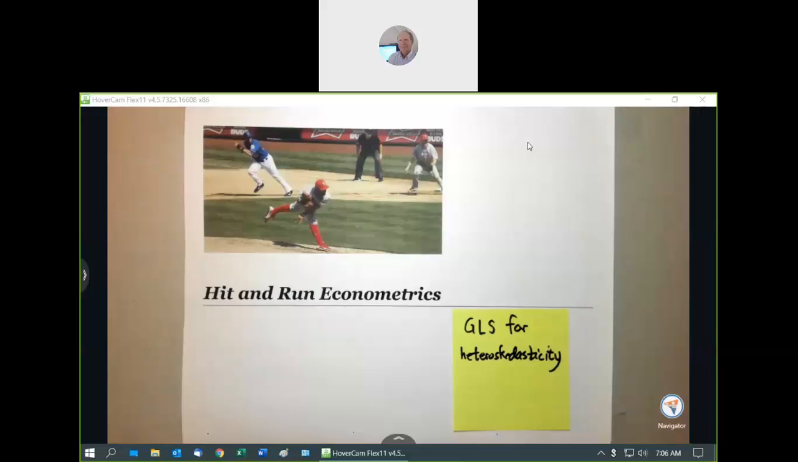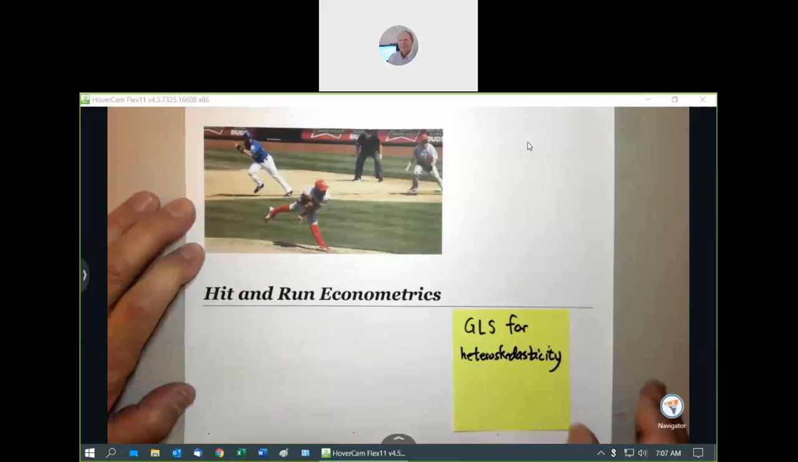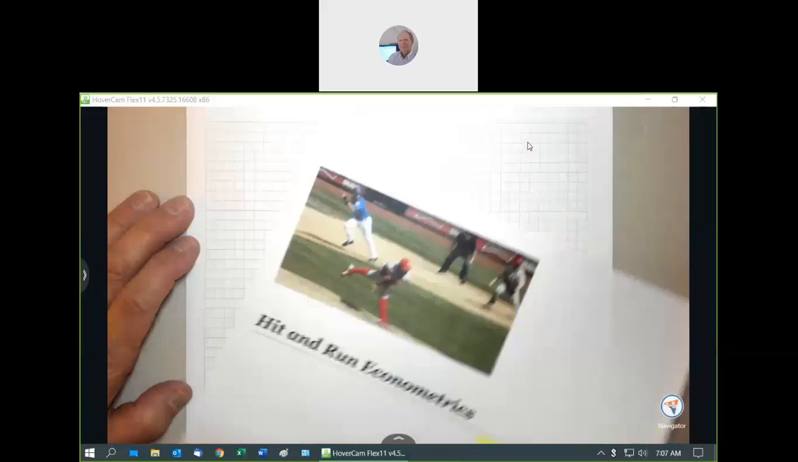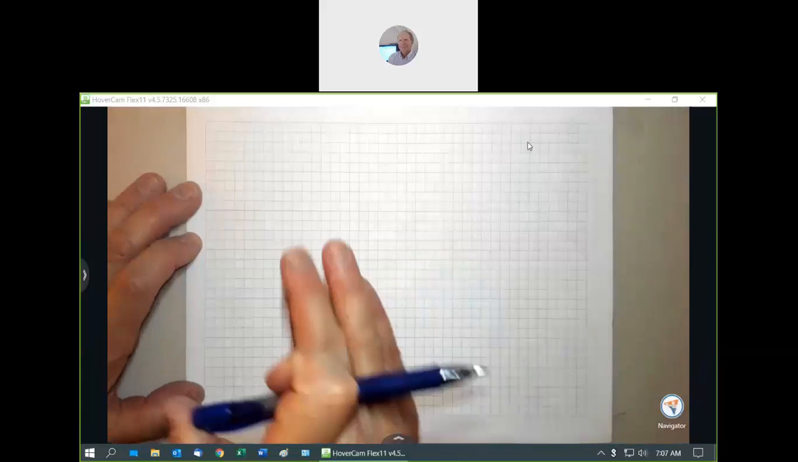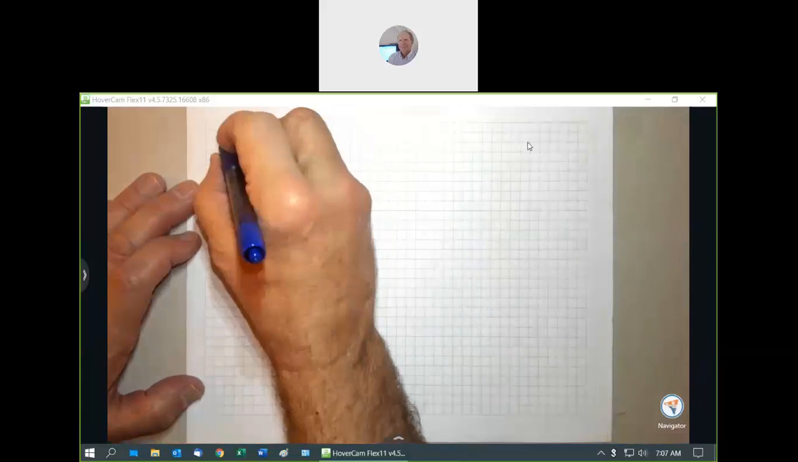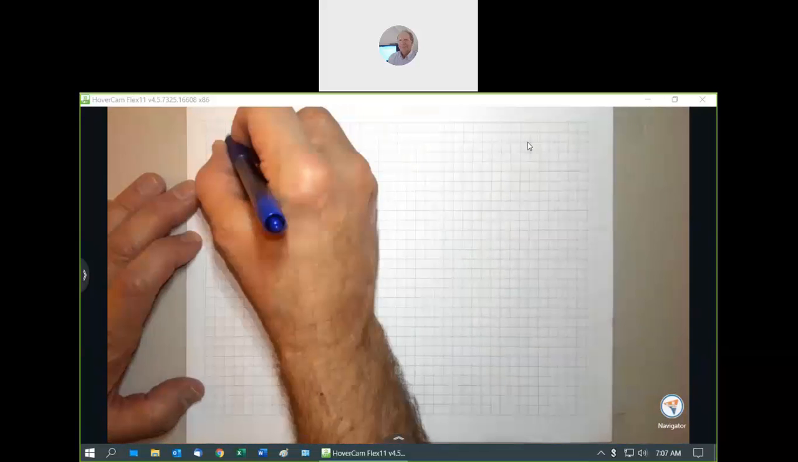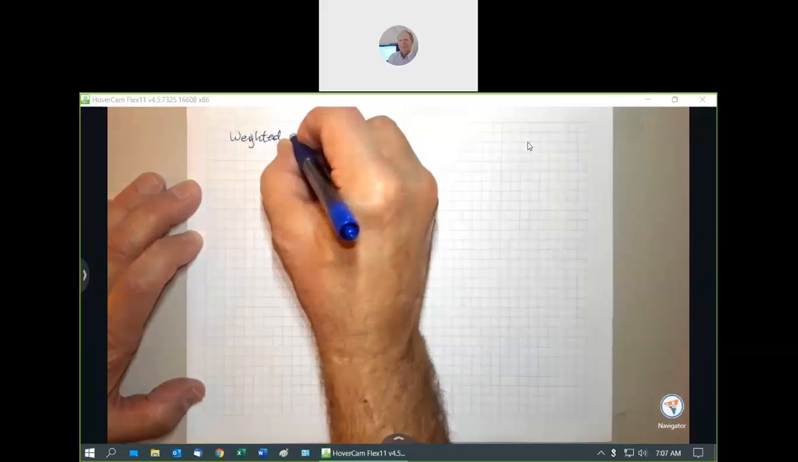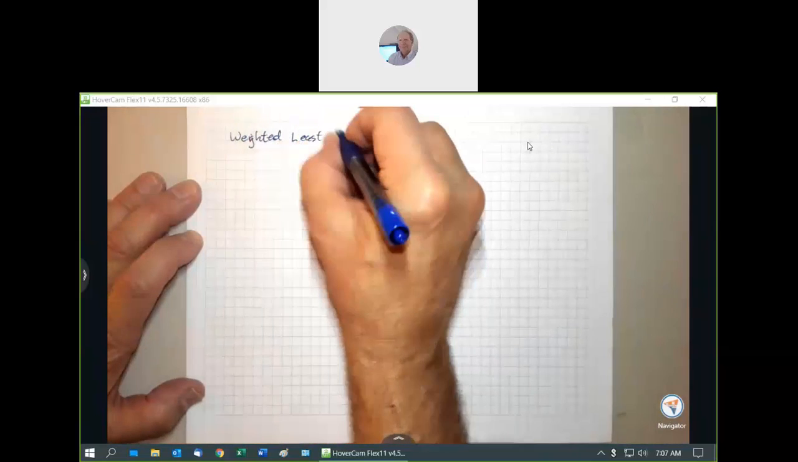This hit and run econometrics is on generalized least squares for heteroskedasticity. And the theme is two cheers for GLS. Let's see why. We're going to do a subcase of generalized least squares called weighted least squares.